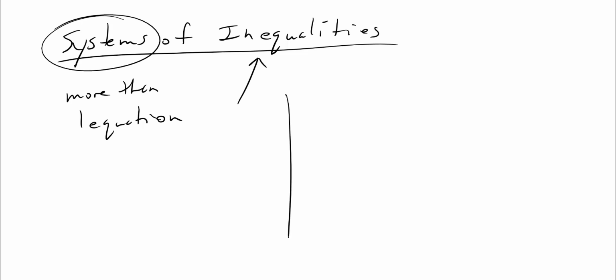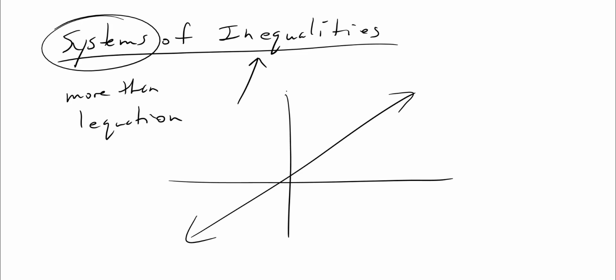Remember guys when we did an equation, you graph something like this and you graph something like that and you said, hey, where do these cross? Right? You would say, oh, that's the solution. So that might be 3 comma 3, right? And that would be your solution.